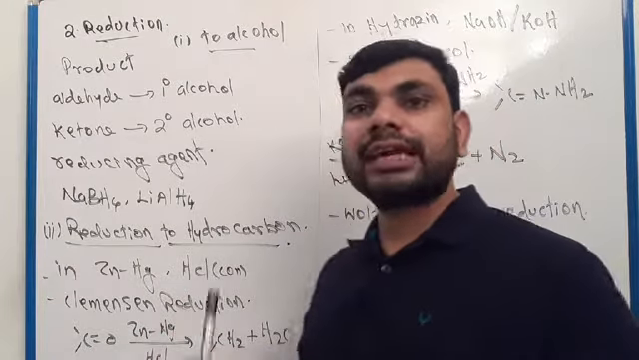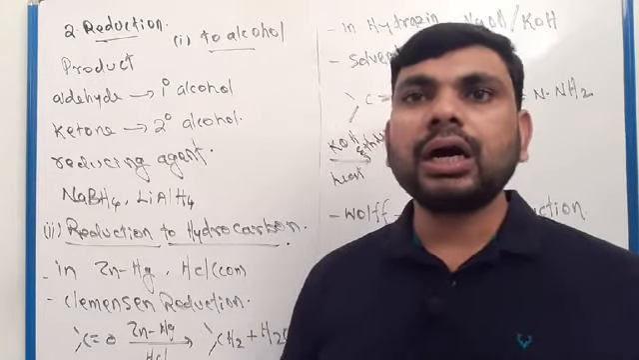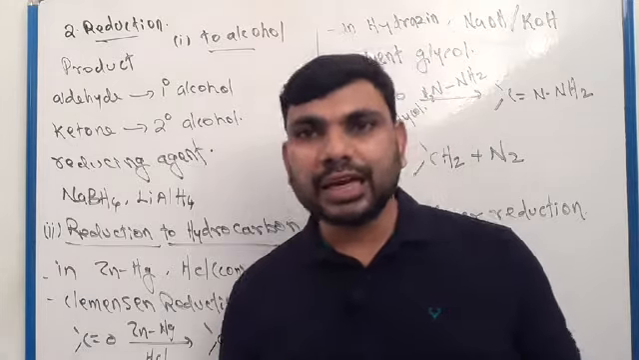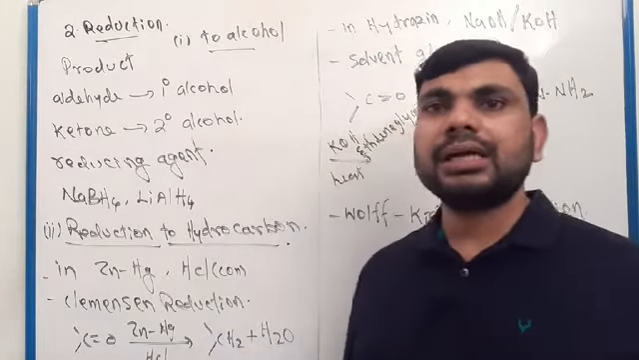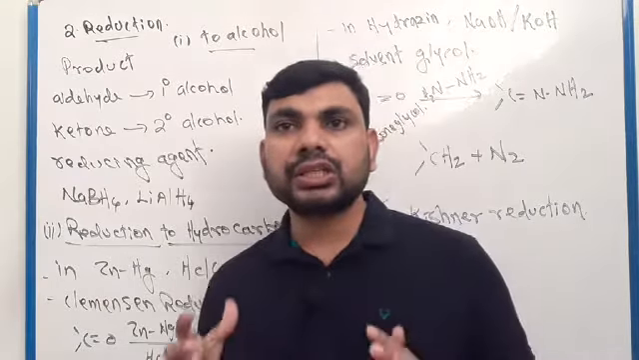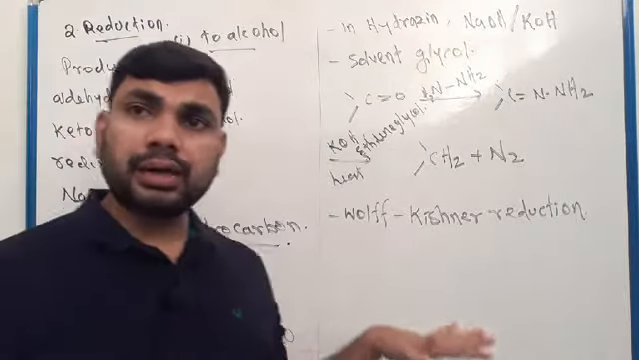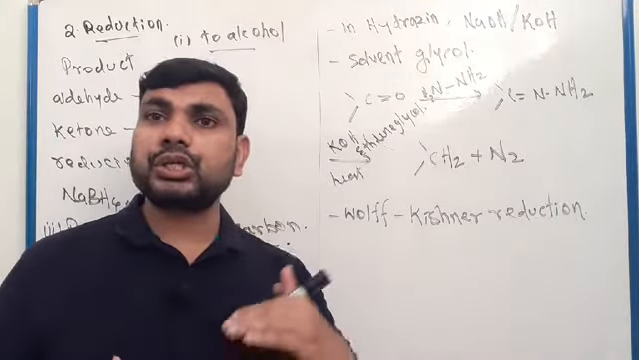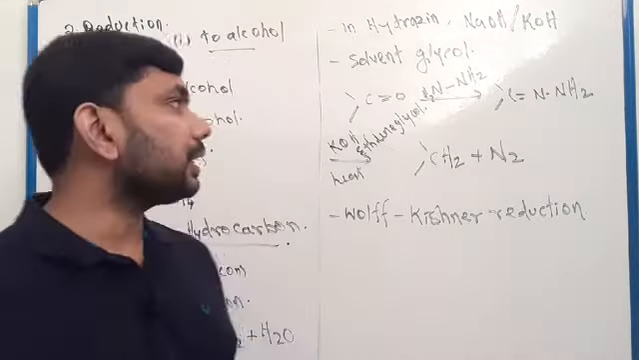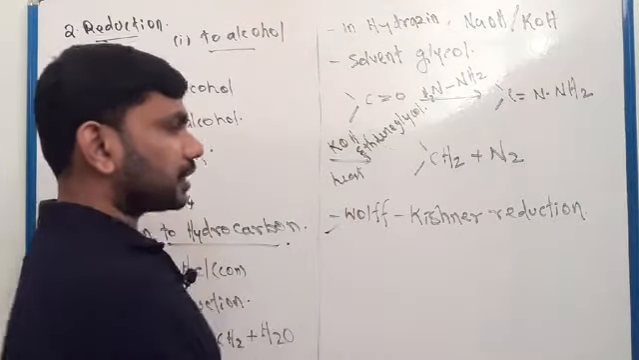Here Clemmensen reduction means aldehyde or ketone after reduction will change to hydrocarbon. What is the reagent used in Clemmensen reduction? Zinc amalgam and HCl. This is the reagent used. Clear? Next one, I told you reduction to hydrocarbon has two reactions. First one Clemmensen reduction. Next one Wolff-Kishner reduction.